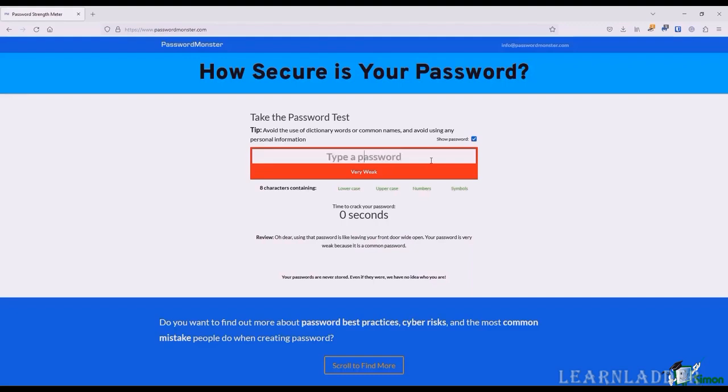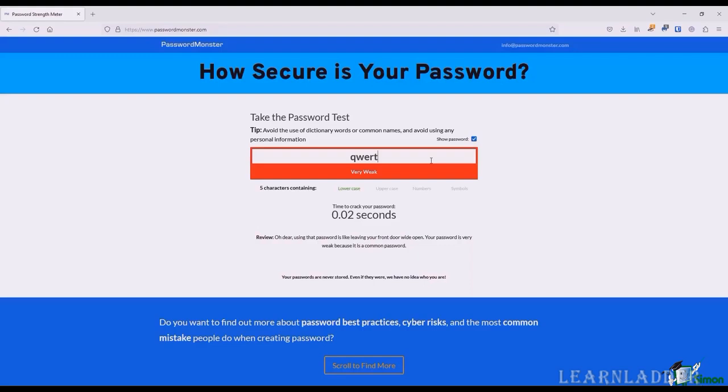If we do something like a keyboard pattern, like QWERTY, a common password, 0 seconds. Dropping the Y makes it slightly better in that it would only take 0.02 of a second, because QWERT versus QWERTY, everyone uses QWERTY. Fewer people use QWERT, but again, very weak.